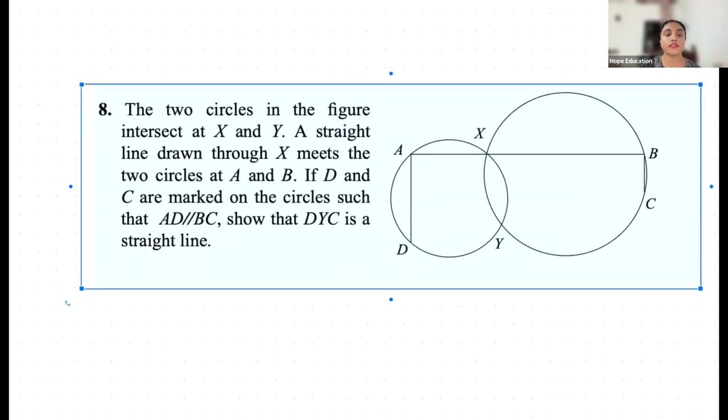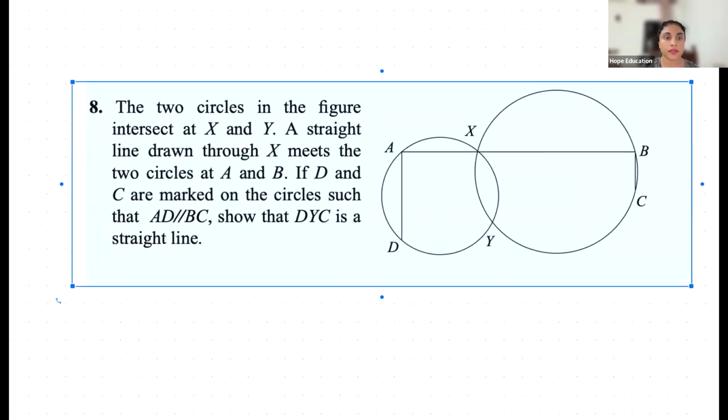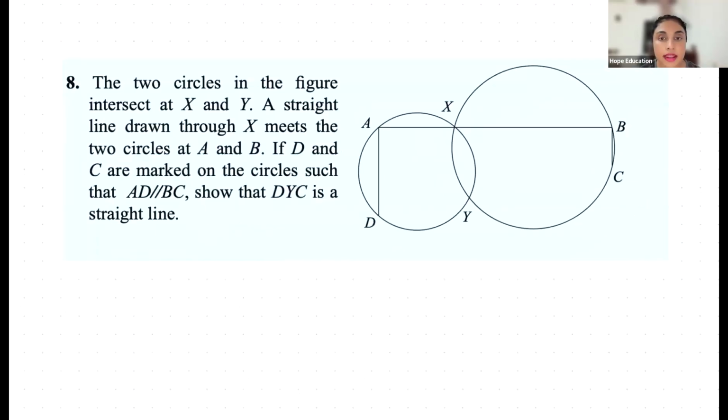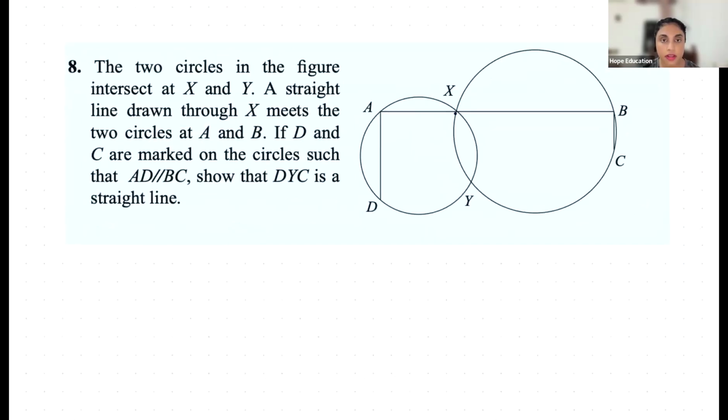The two circles in the figure intersect at X and Y. So this is point X, this is point Y. A straight line drawn through X meets the two circles at A and B. If D and C are marked on the circles such that AD is parallel to BC, show that DYC is a straight line.